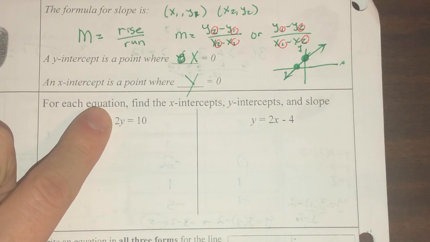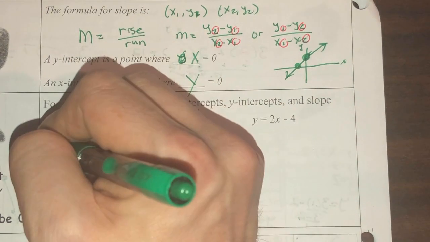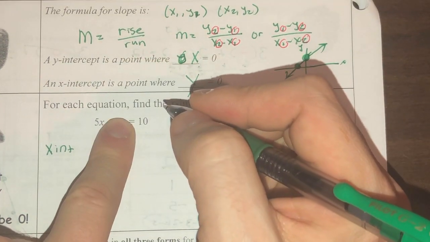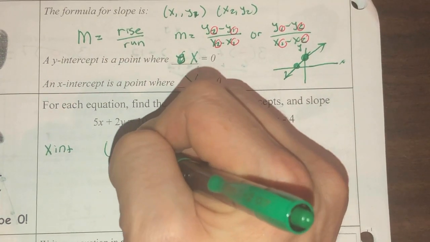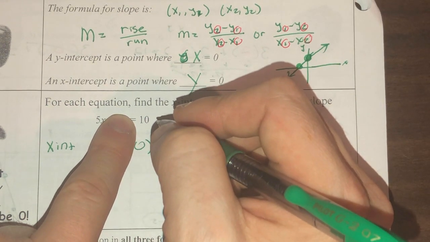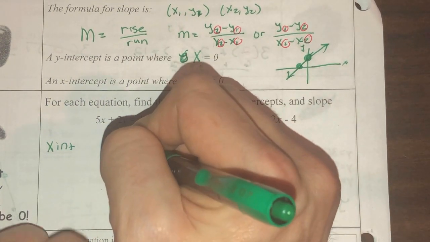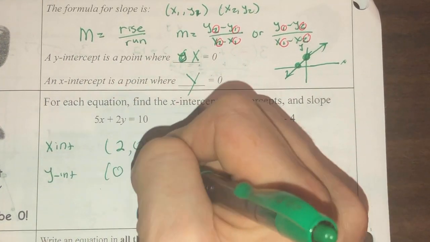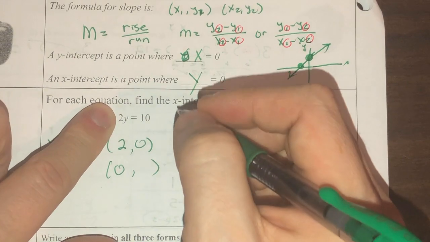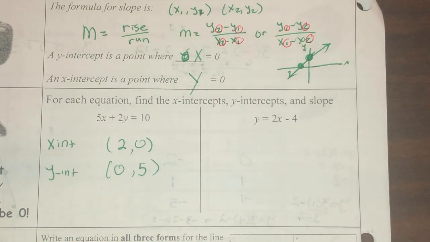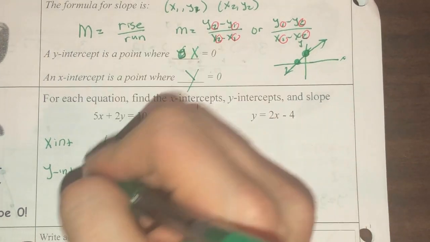So remember, with the standard form, first I'm going to get my x-intercept. So that's going to be y equals 0. Cover up. 5 times what equals 10? 2. Now I do my y-intercept. I plug in 0 for x. 2 times what equals 10? That's 5.